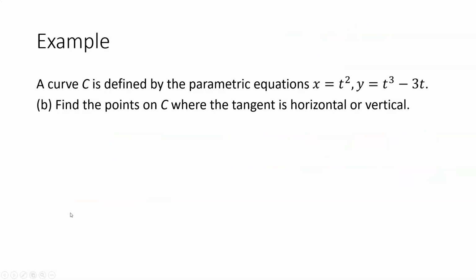Well, let's figure out what points on the curve will have a vertical and which points on the curve will have a horizontal tangent. So one way we can remember this is that if we have our dy dx equation, we know when this is equal to 0 is when we have a horizontal tangent.